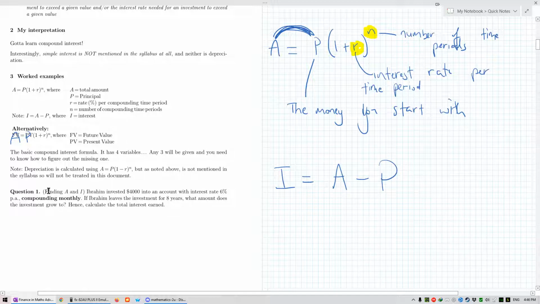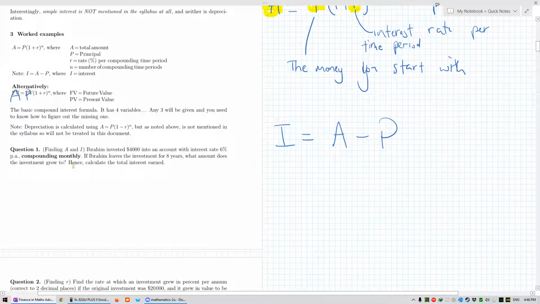Nothing changes. All right, next thing that you need to know is that the basic compound interest formula has 4 variables. So, as I'm sure you can see over here, it has A, P, R, N. Any of those 4 could be missing, and they will always give you the other 3. And then you just have to figure out the missing one. So you have 4 different basic archetypes of questions. Okay, so here's the first one, question 1.